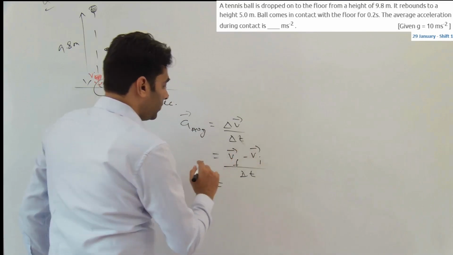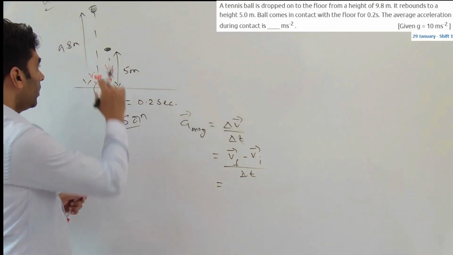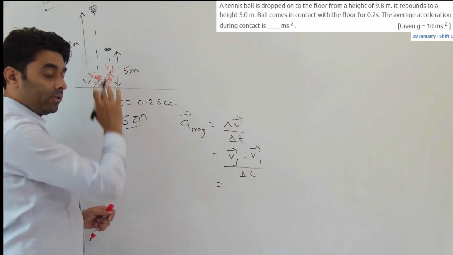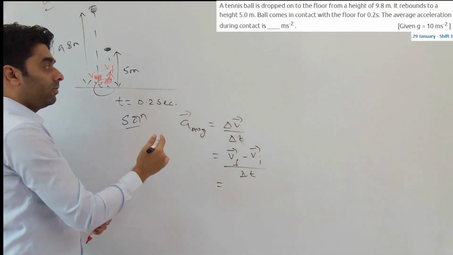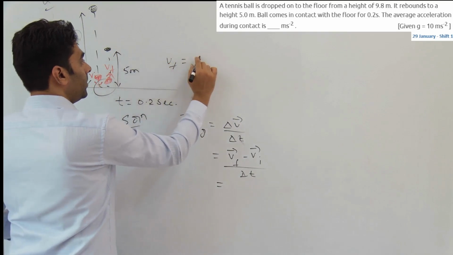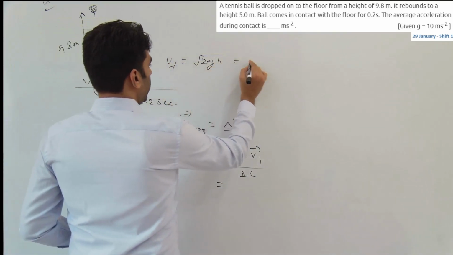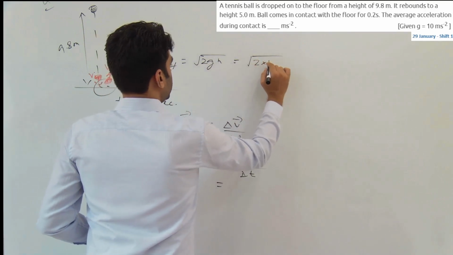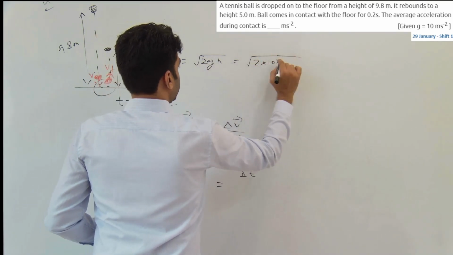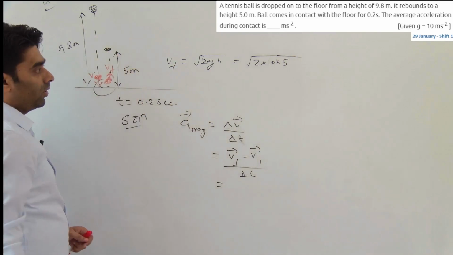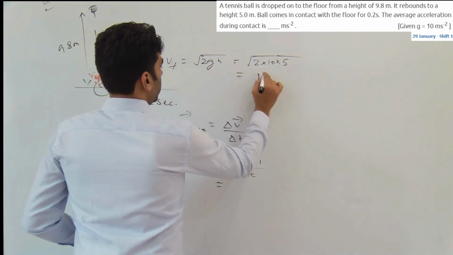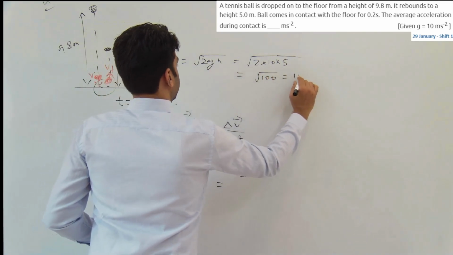Let's substitute the values. V final is while returning back, so after the impact. V final will be root over 2gh, which I can write as root over 2 into g into h. How much is the returning distance? Returning distance is 5. So we get root 100, that is 10 meter per second.